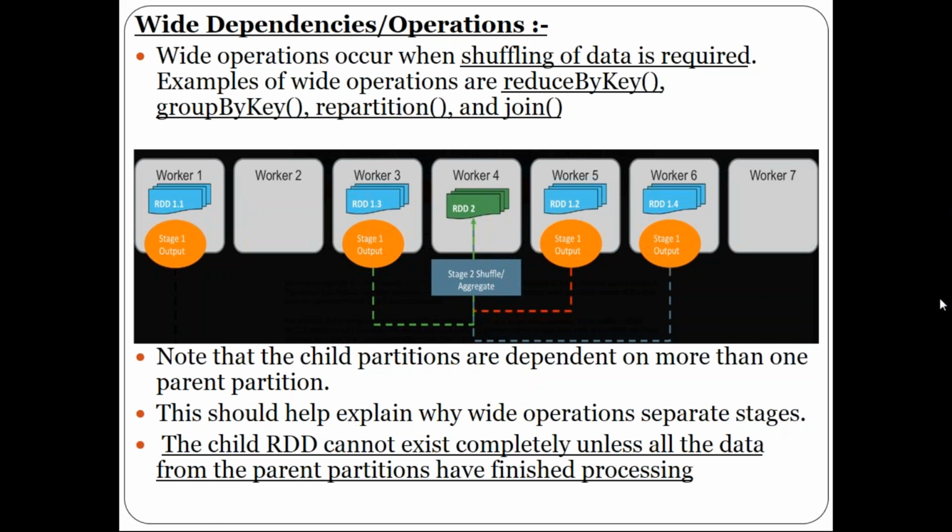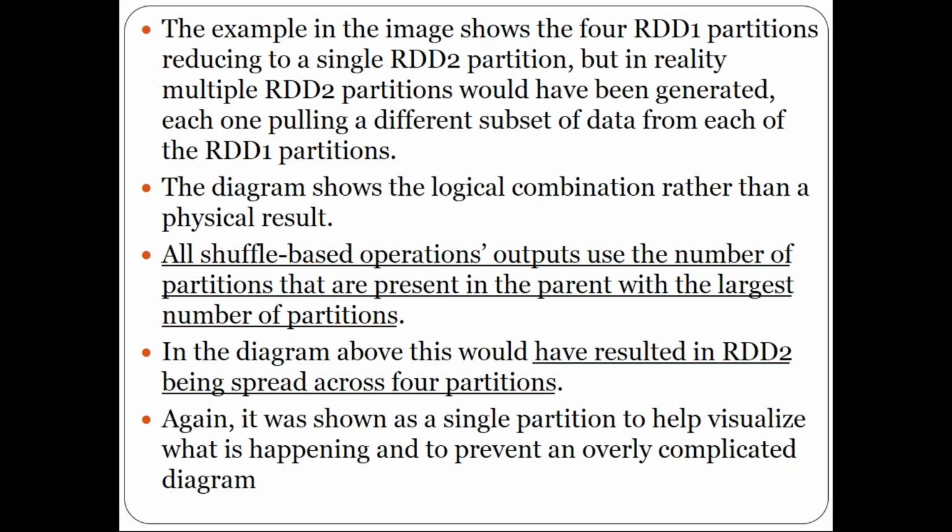Now, let me draw it. This is 1. This is 2. This is 3. This is 4. Now, 1 plus 2 plus 3 plus 4 is now a new RDD, which is 10. Now, these child RDDs of RDD1 are now made into the second RDD. Just one other scenario I'm telling you. In that case, the way you can understand the logic is, each one is pulling a different subset of data from each RDD partition. That's how it has been managed. Now, the diagram shows logical combination rather than a physical result.